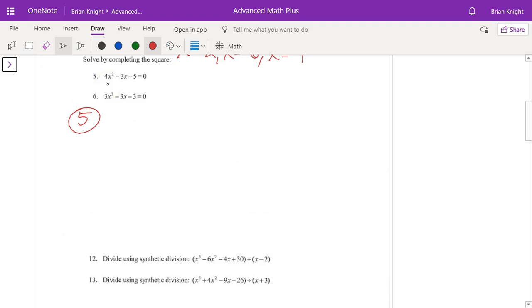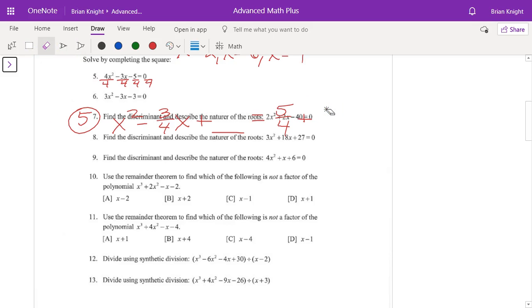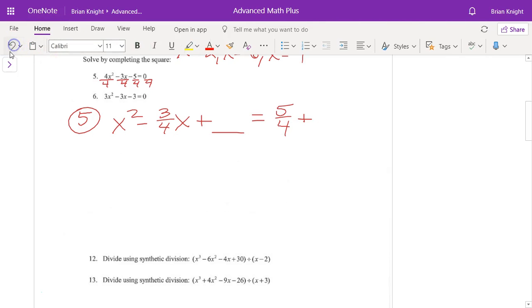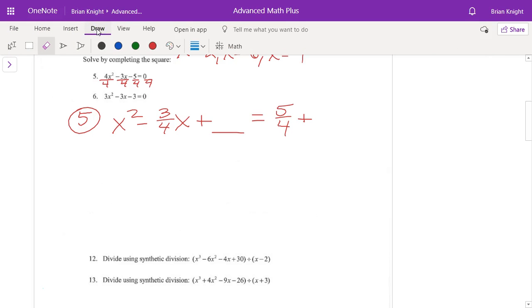What's our first step when we're completing a square? What does A have to be? 1. So we're going to divide everything by 4. So we'll get x squared minus 3/4 x plus, I'm going to go ahead and move my 5/4 over. It becomes positive 5/4. I should not have put 1 yet. There we go. Now I'm cooking with gas.